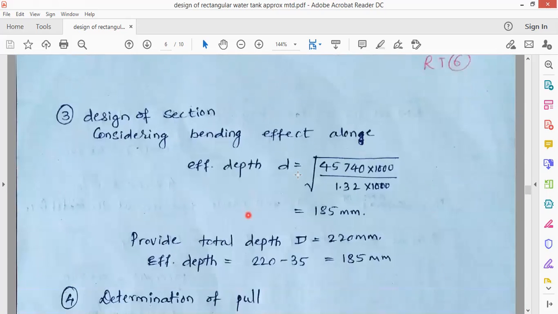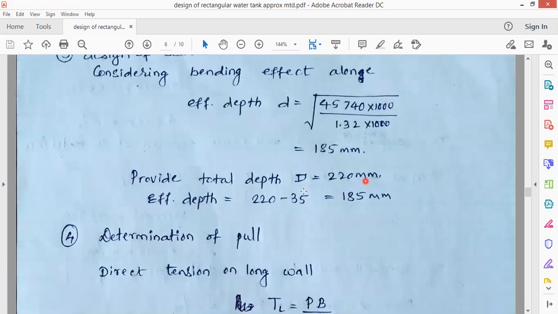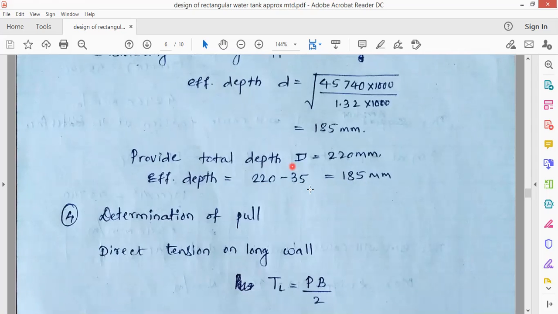So d is equal to the square root of M divided by R into B, where B is 1000. I have converted that meter into mm. So it is 45,740 Newton meter into 1000, divided by 1.32 into 1000. So I will obtain d is equal to 185 mm. So let's consider the total depth as 220 mm. So the effective depth is equal to 220 minus 35, equal to 185 mm, where I am considering 35 mm cover.